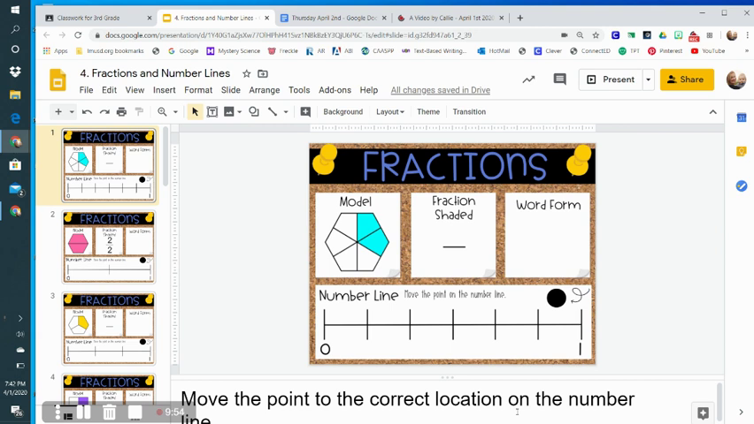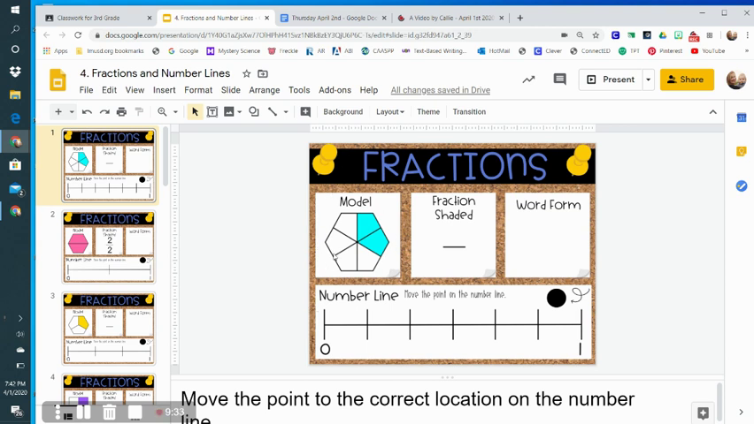The task cards that we're going to be looking at today are going to start with us looking at a model of a fraction. And then it's going to have us write that fraction with the numerator and denominator. Then it's going to have us write a fraction in word form and then finally represent that fraction on a number line. So let's start by just looking at the model.